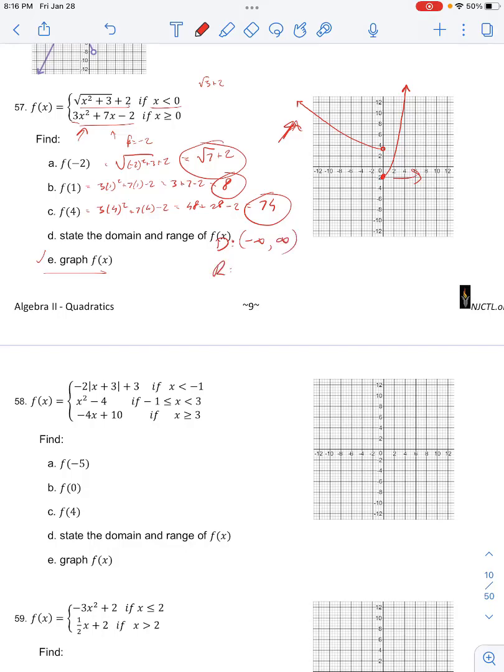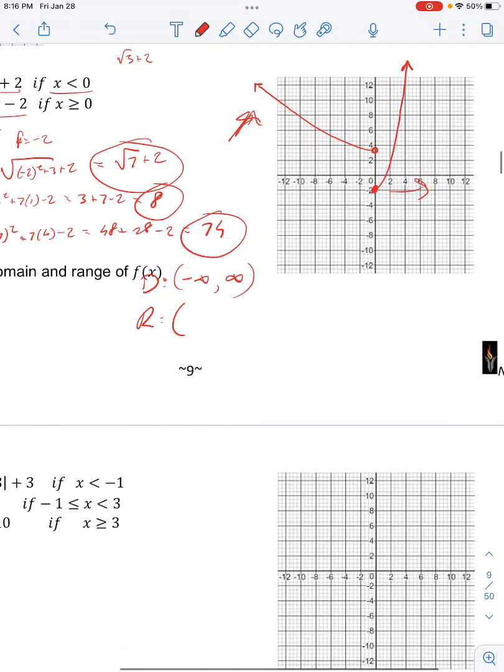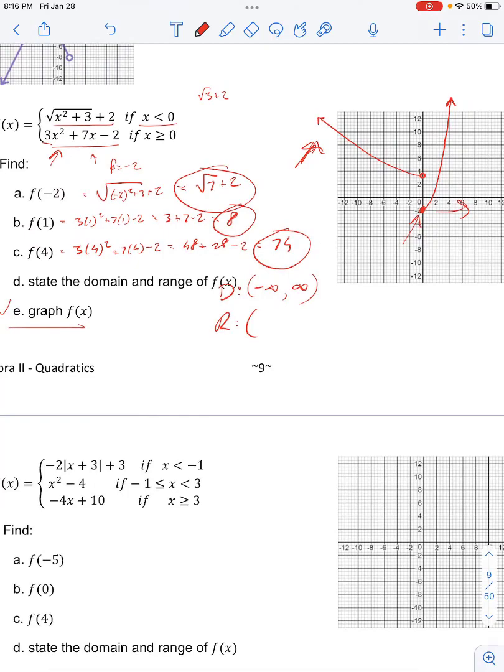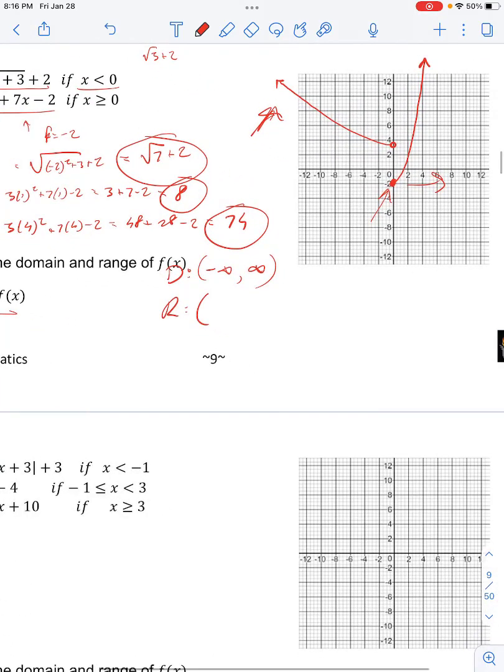And our range is given by the minimum value of the function. So this min is not specifically the vertex, but it's just where this parabola ends. So that would be at negative 2. And it extends all the way to infinity.